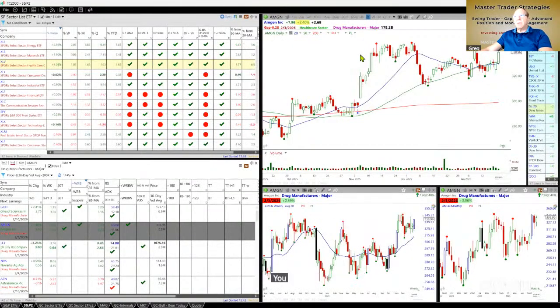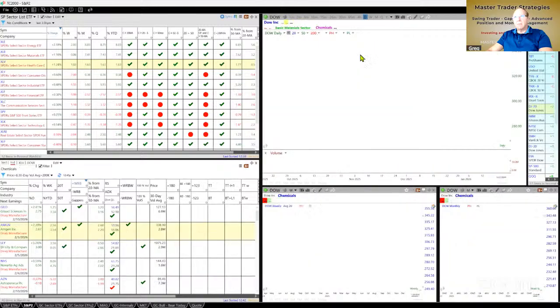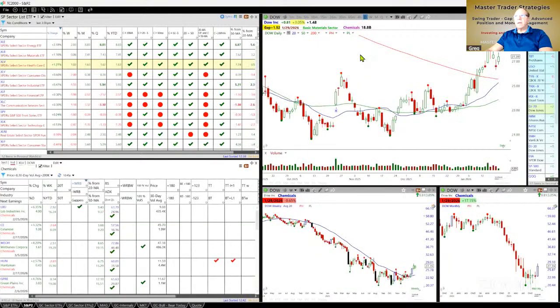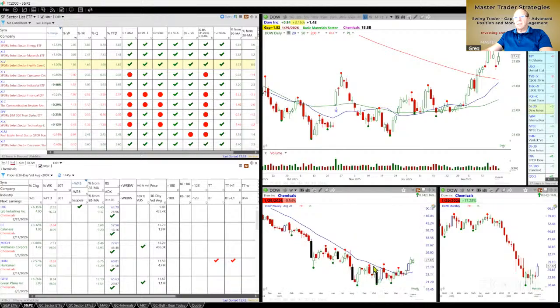You mean Dow Chemical, BC? Or I guess you mean Dow Chemical. You're asking me if it bottomed. Well, based on what I said, what do you think? Bottoming, not yet done. Well, you have to define what is the transition. Remember what these are? These are pivots. This is lower highs and lower lows. It's a downtrend.